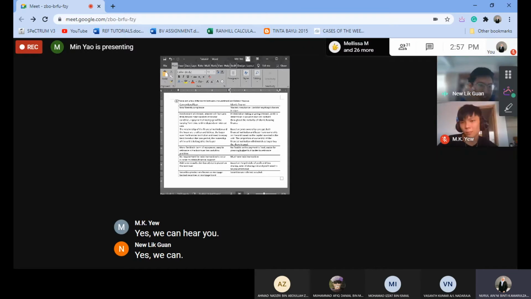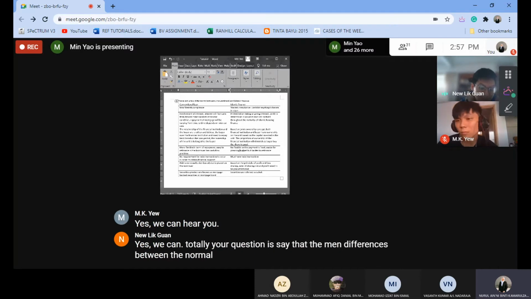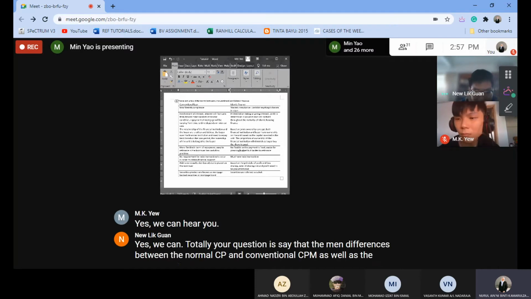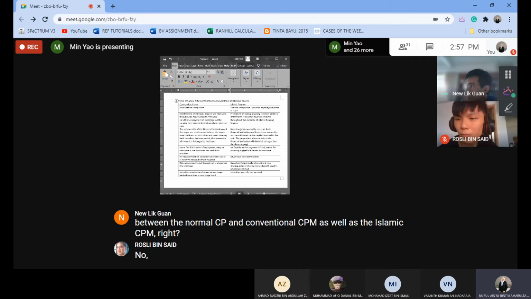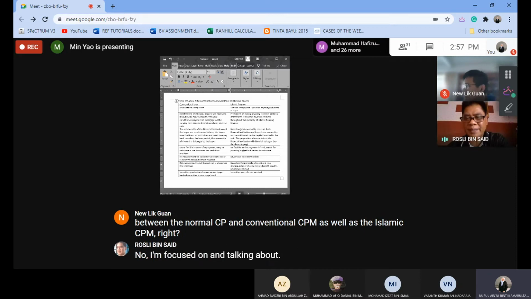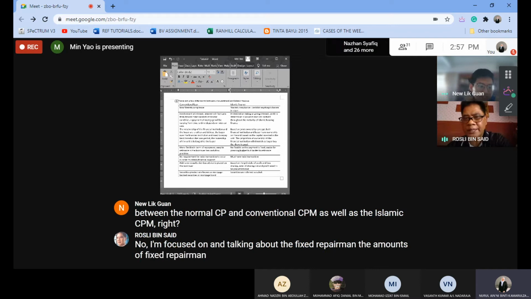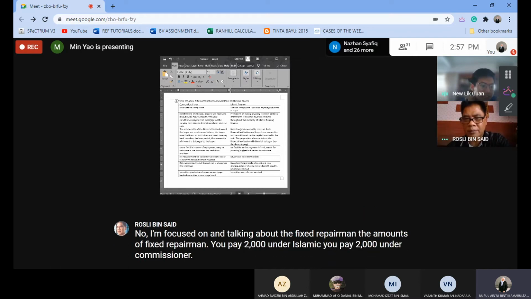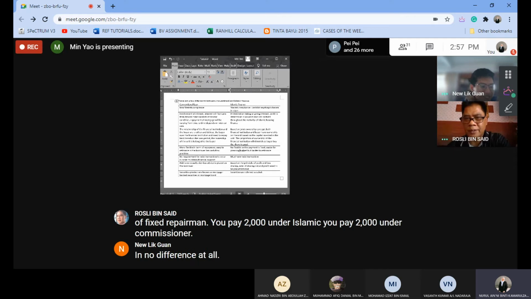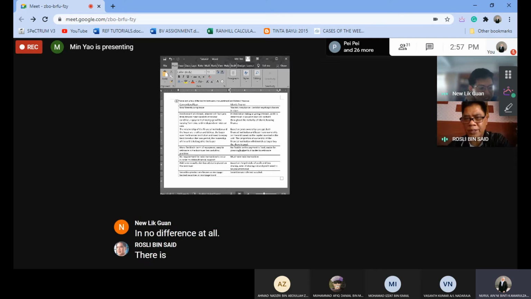Doctor, your question is about the main differences between the conventional CPM and the Islamic CPM, right? No, I'm talking about the fixed repayment, the amount of fixed repayment. You pay 2,000 under Islamic, you pay 2,000 under conventional, and no difference at all. There is a difference. That's why I asked you a question. So how do you differentiate it?